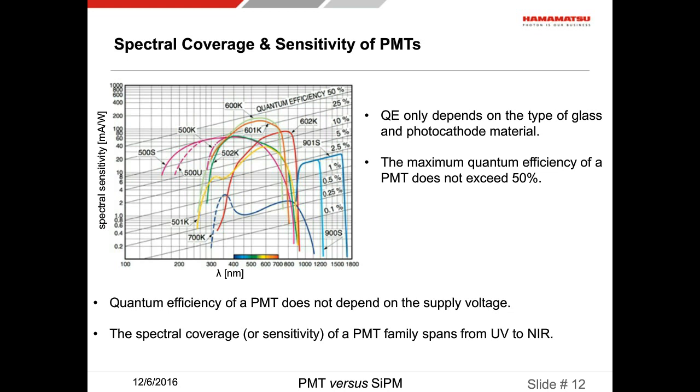We see many curves, and that is because for a PMT, the quantum efficiency is a function of, first, the glass material through which photons must go before reaching the photocathode, and also on the type of the photocathode. There are a variety of materials used for photocathodes. As a family, we see that the coverage spans from about UV, 150 or so nanometers, to about 1,700 or so nanometers. I should say that there is no single PMT that has this wide coverage.